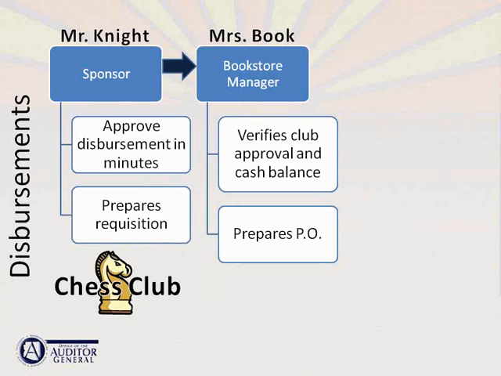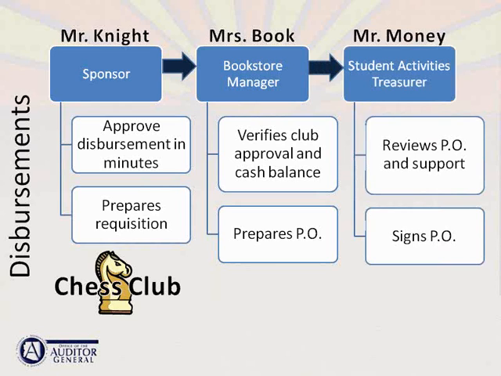So Mrs. Book requests the minutes from the club and verifies that the purchase requisition matches what the club approved in the minutes and that the requisition is signed. Our next step is to make sure the chess club has enough money for the purchase in their club account. Mrs. Book determined everything was okay and created the PO. The PO, along with the purchase requisition, is then passed on to Mr. Money, the Student Activities Treasurer.